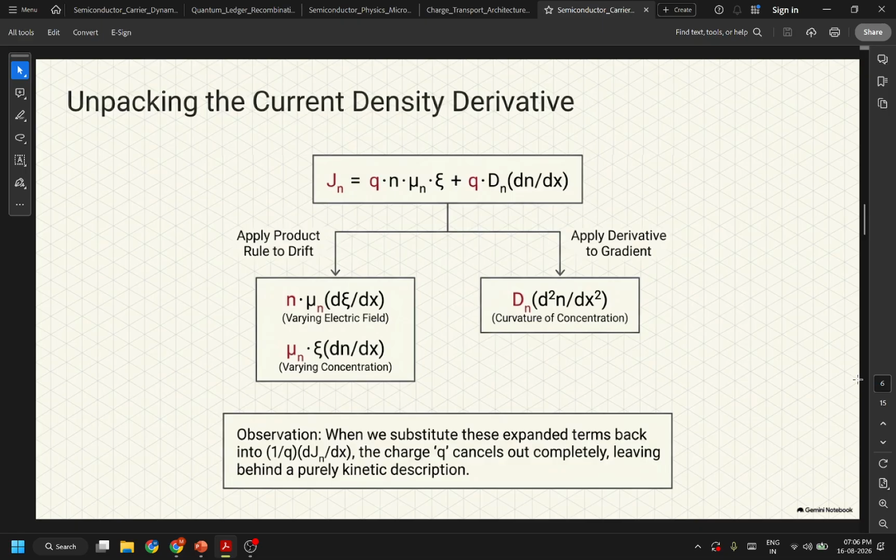Now we have dJ_n, so we have to separate it into different parts. J_n, we know, is drift current plus diffusion current, which is q n mu_n E plus q D_n dn/dx.